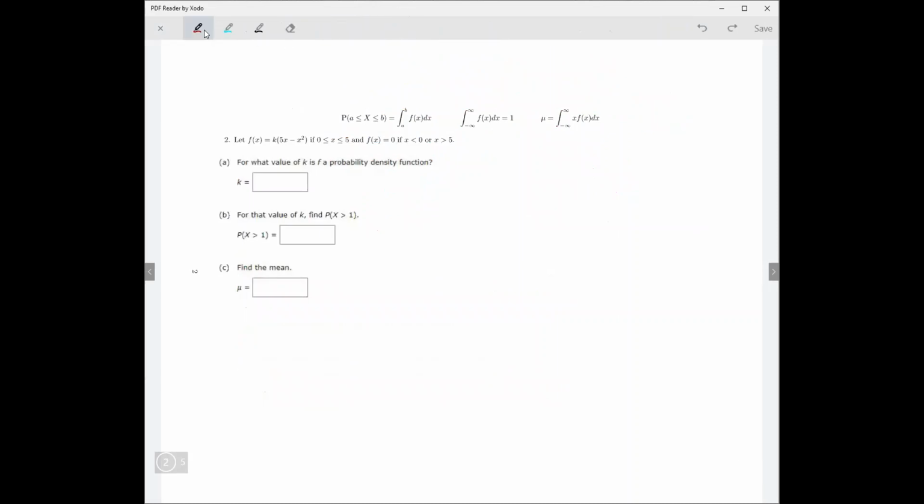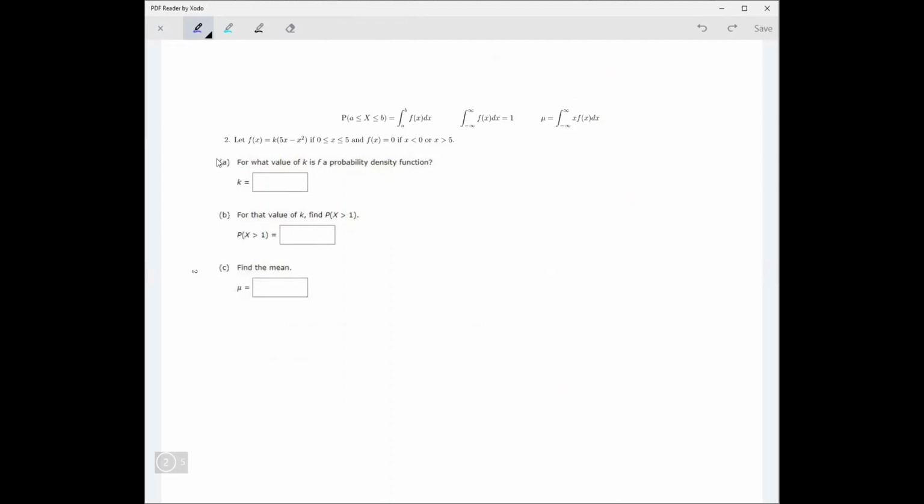So let's do some more homework problems. Number 2. Here, f of x equals k times something, and this is going to be a probability density function if x is between 0 and 5, and is 0 elsewhere. For what value of k is f a probability density function?